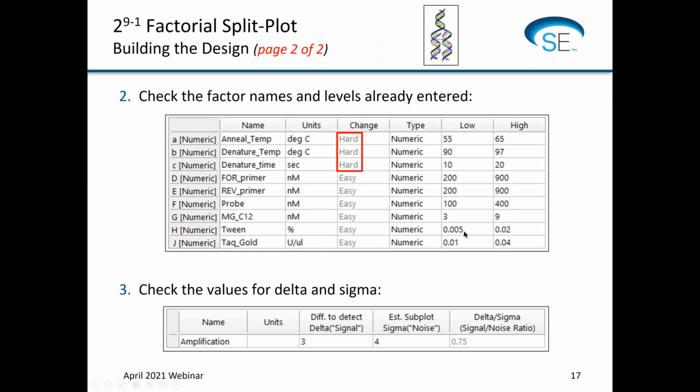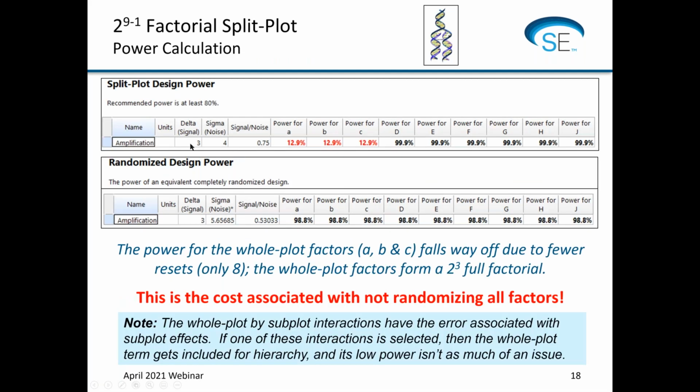easy to change factors, 2 levels for each. We looked at the delta and the sigma. We saw the cost associated with doing the split plot, that we lose power for the whole plot factors because they aren't varied very often. The big advantage is we took an experiment that was impractical and we made it doable so we can do the experiments. And then a little side benefit also is we improve the power associated with the subplot factors.